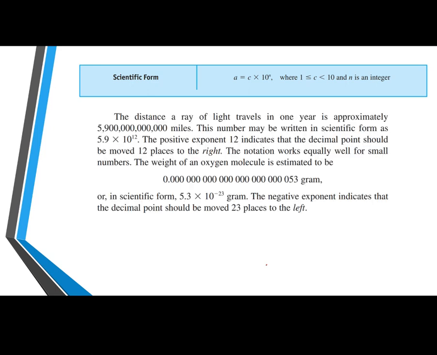Scientific form: A is equal to C times 10 to the power N, where 1 is less than or equal to C, C is less than 10, and N is an integer. So the distance a ray of light travels in 1 year is approximately 5.9 trillion miles. So many. So this number may be written in scientific form as 5.9 times 10 to the power 12. The positive exponent 12 indicates that the decimal point should be moved 12 places to the right.